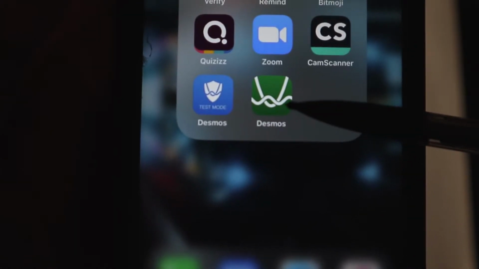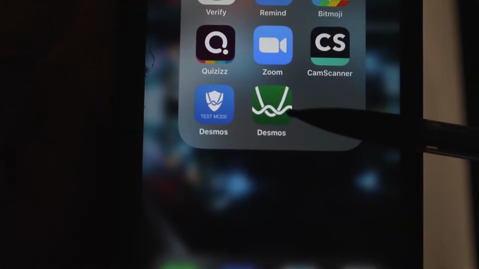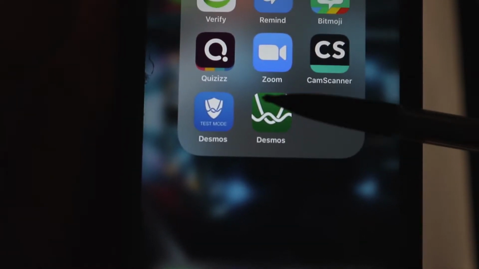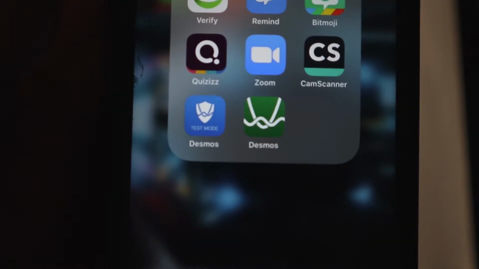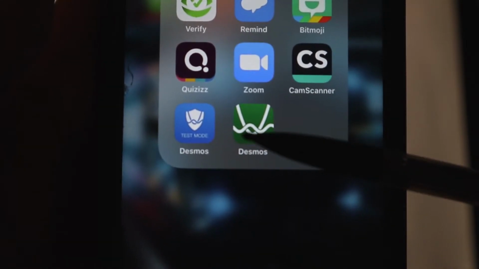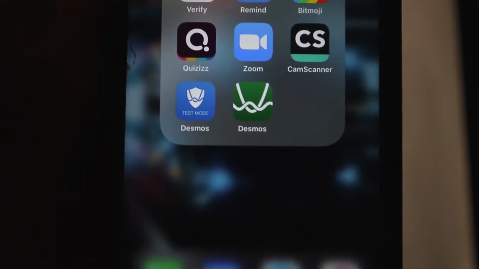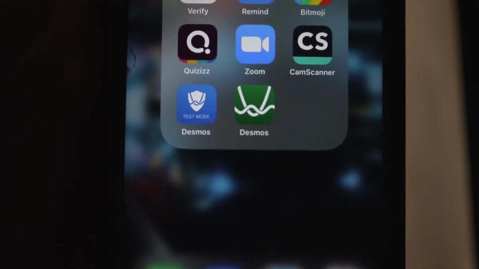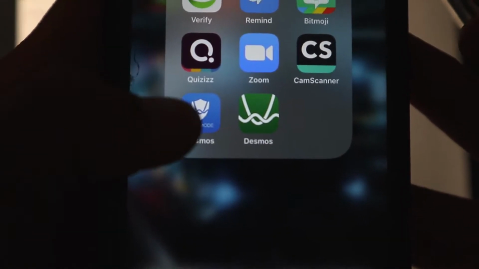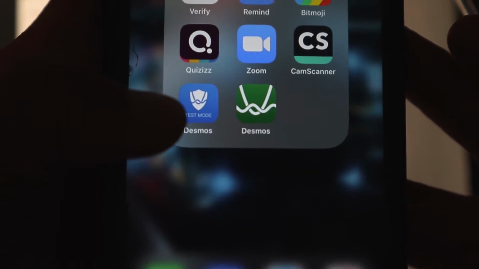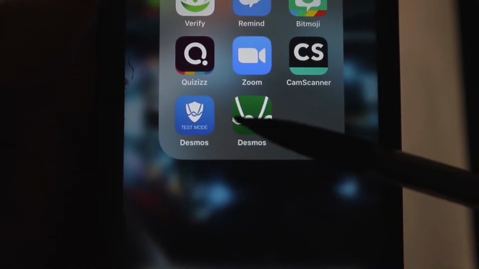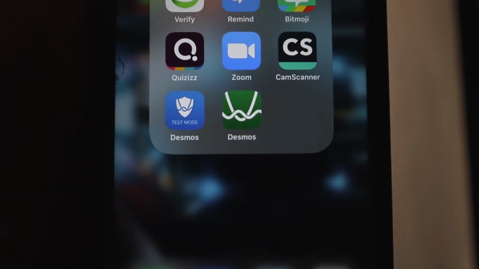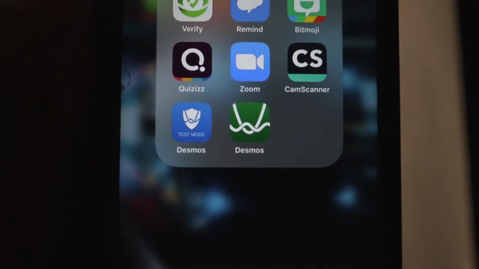Now the other one is a regular Desmos app, and this you could go in and out of the app, and you could graph a line, you could calculate a lot of things. So this is very useful instead of your graphing or scientific calculator. So I want you to pause this video, and go to the App Store and download these two apps first before you continue this video. Okay, so go ahead and pause it first.